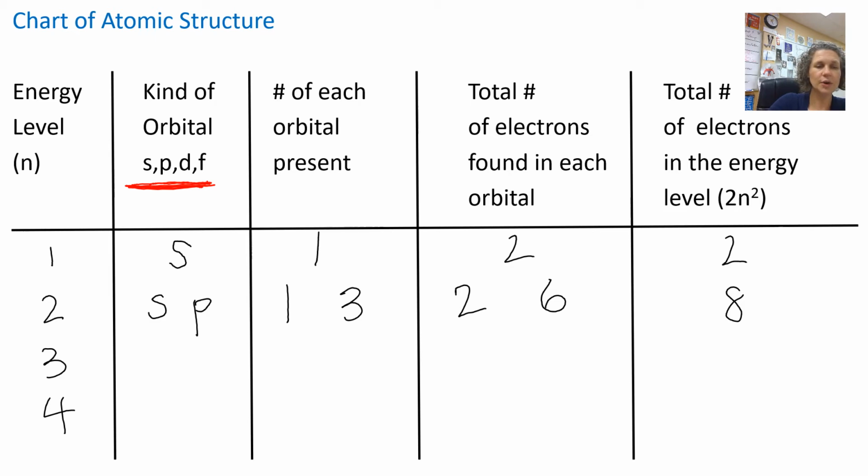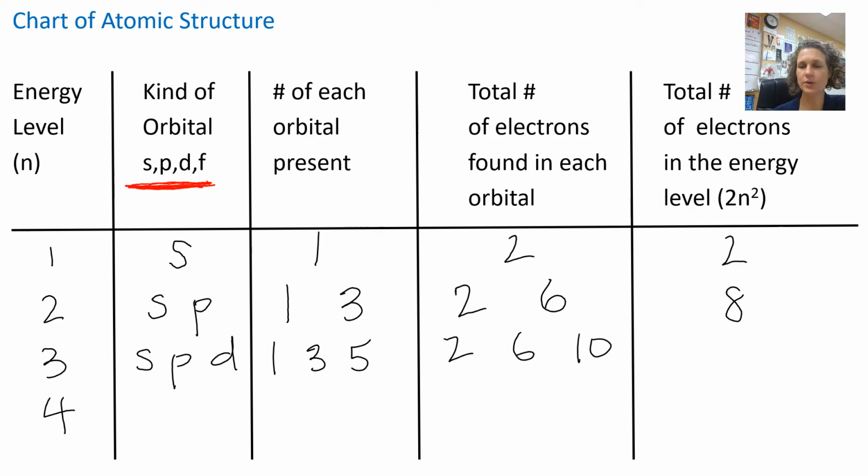And then moving on, the third energy level, you would have S, P, and D. And you would have 1 S, 3 P, and 5 D. And then you would have 2, 6, and 10 for what each one can hold. So the S can hold 2, the P orbitals together can hold 6, the D orbitals together can hold 10, and that would give us 18 total.